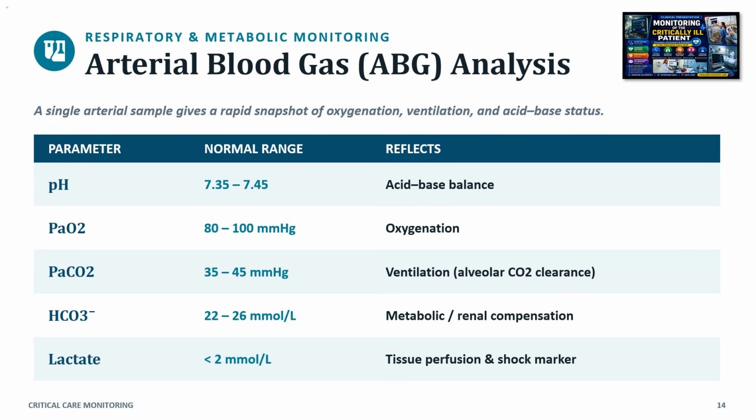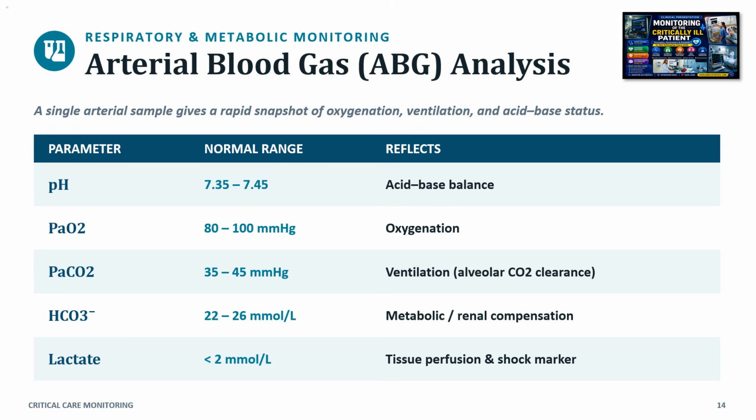PaO₂ normal range, 80–100 mm of mercury, reflects oxygenation. This indicates how well oxygen is moving from lungs into blood. PaCO₂ normal range, 35–45 mm of mercury, reflects ventilation, alveolar CO2 clearance. This shows whether the lungs are effectively removing CO2.